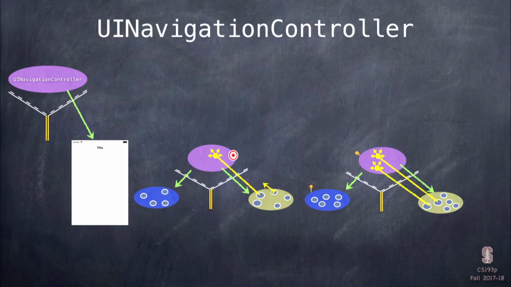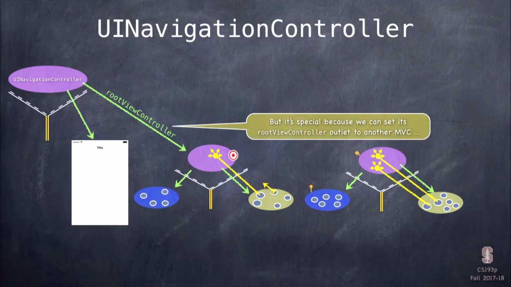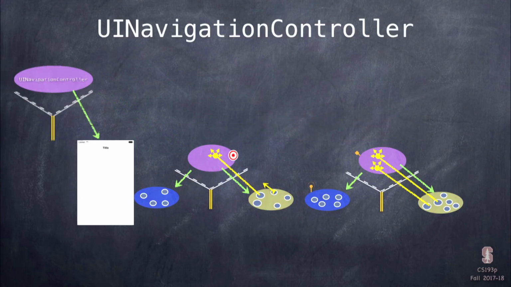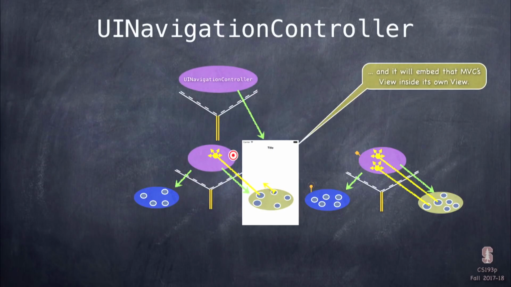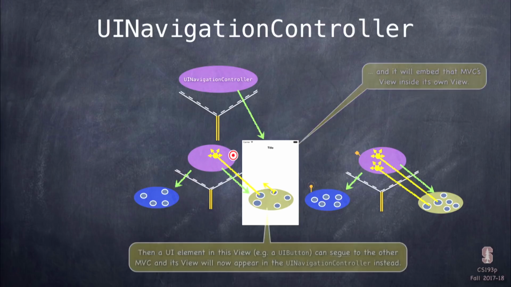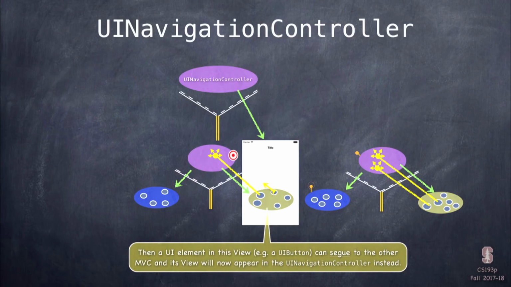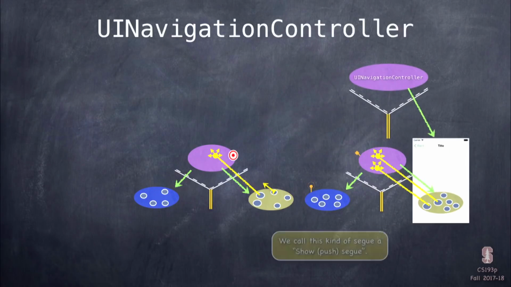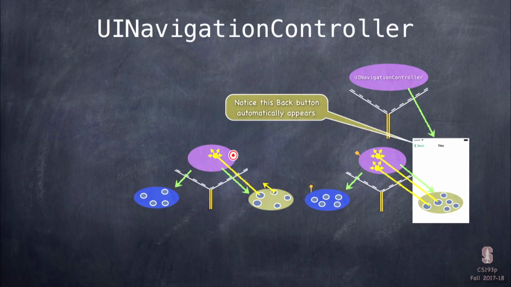But as soon as you set a very important var in navigation controller, call its root view controller to be some MVC, then its view now includes the view of that MVC. Okay? And then if you interact with some button or something that's in that MVC's view, it can move to this other MVC, push it on the stack. Now the other MVC is still there, it's just kind of behind the scenes because it's lower on the stack. And a back button will automatically appear, as we saw.